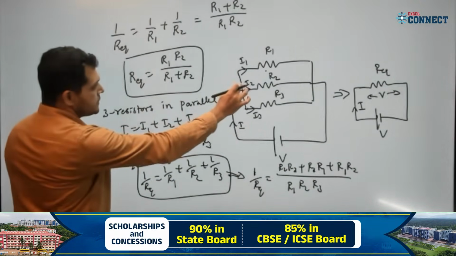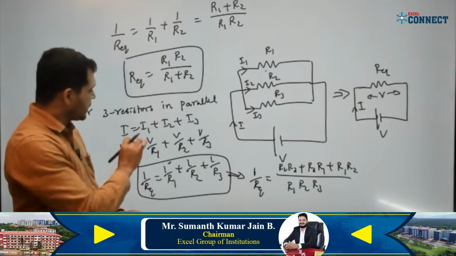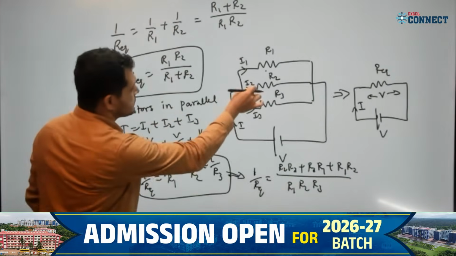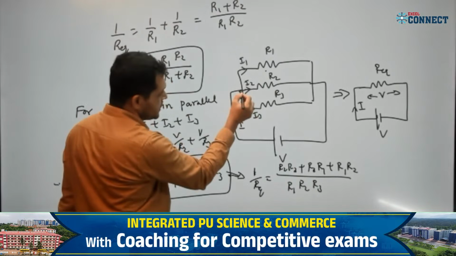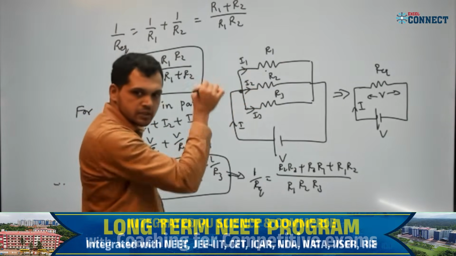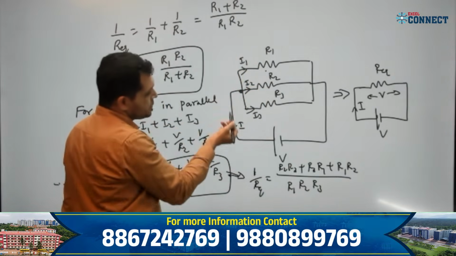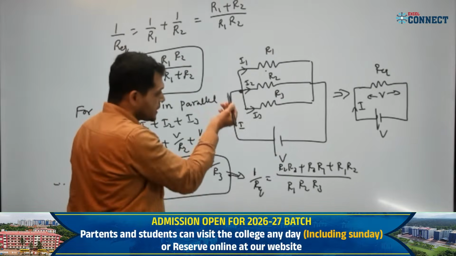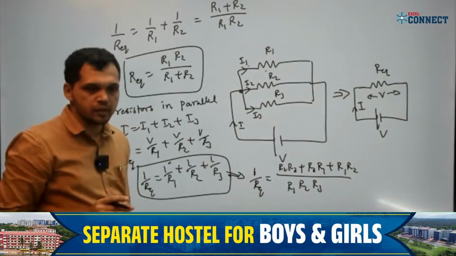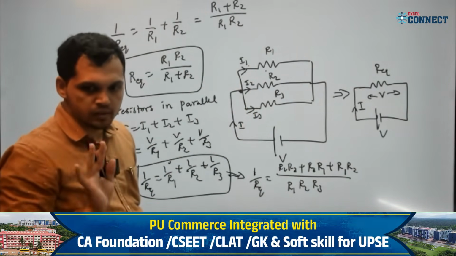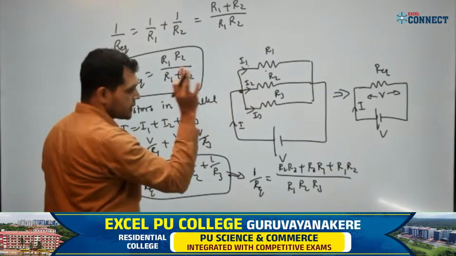The total current I in this circuit is I1 plus I2 plus I3. That is the total current I here. The current entering this junction will split into these 3 branches, that is I1, I2 and I3. The total current I will split as I1 plus I2 plus I3. Correct? Is it okay?